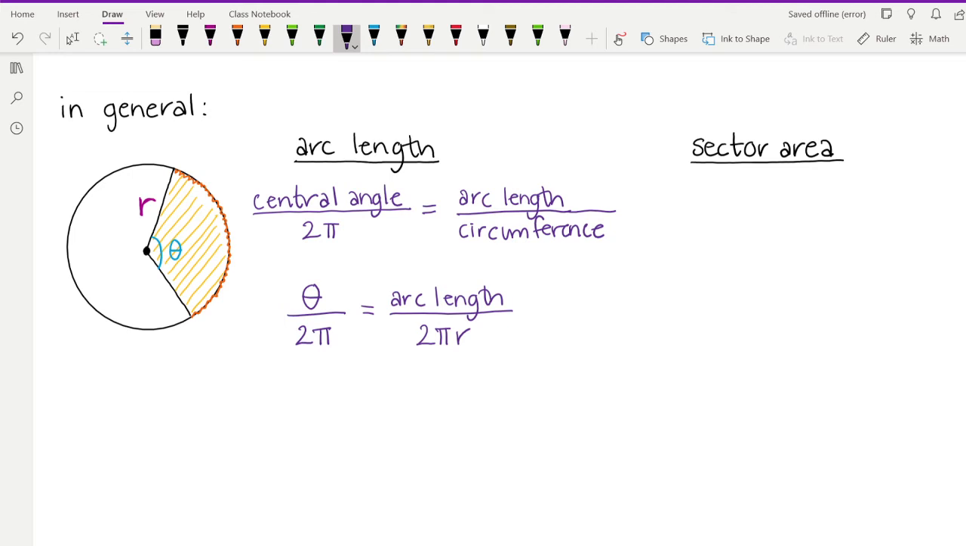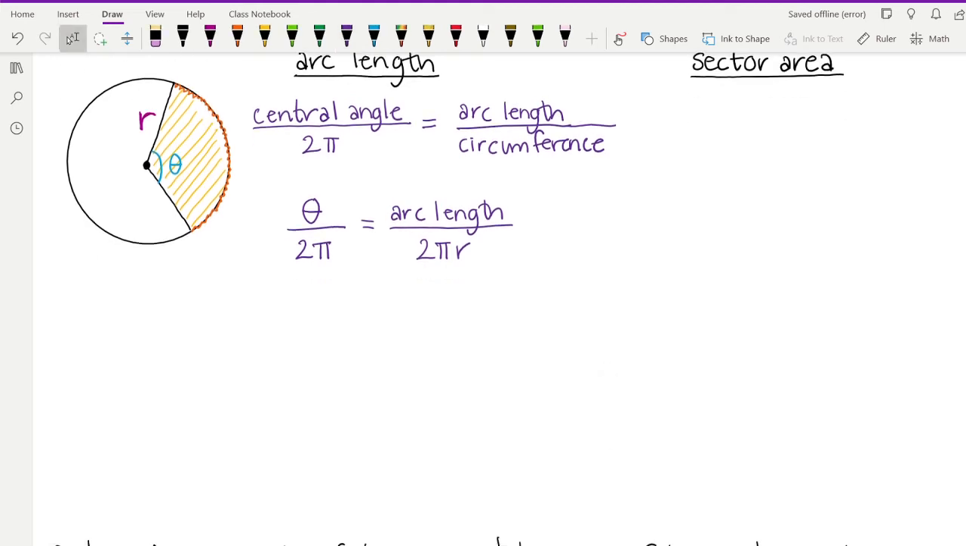So from here, we want to solve this for arc length, right? Because that would give us our formula for how to calculate arc length. And so if we just take this equation and we multiply both sides by 2 pi times the radius, that will leave us with just arc length in the numerator on the right-hand side, right? So let's multiply both sides by 2 pi times the radius. So that's going to give us 2 pi times the radius times theta over 2 pi is equal to arc length.